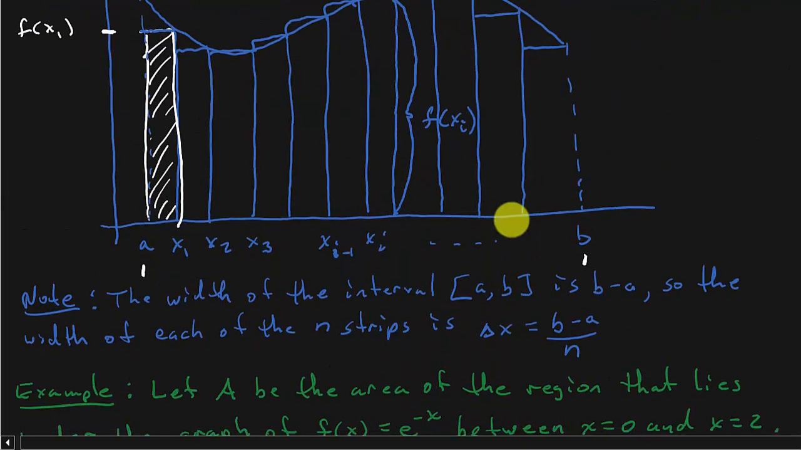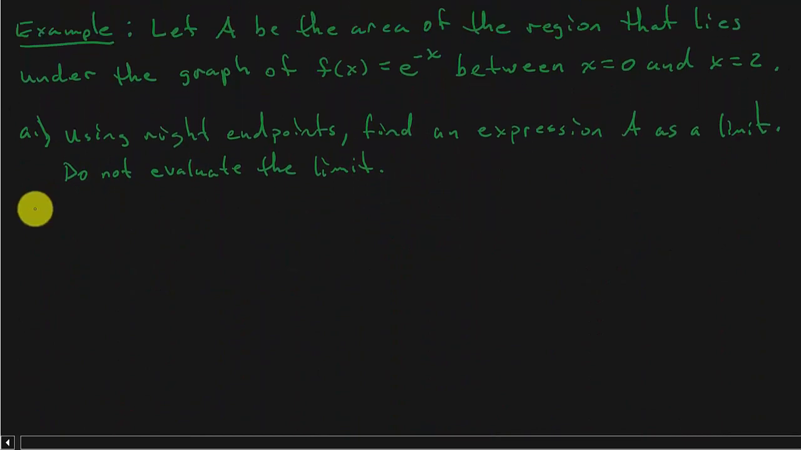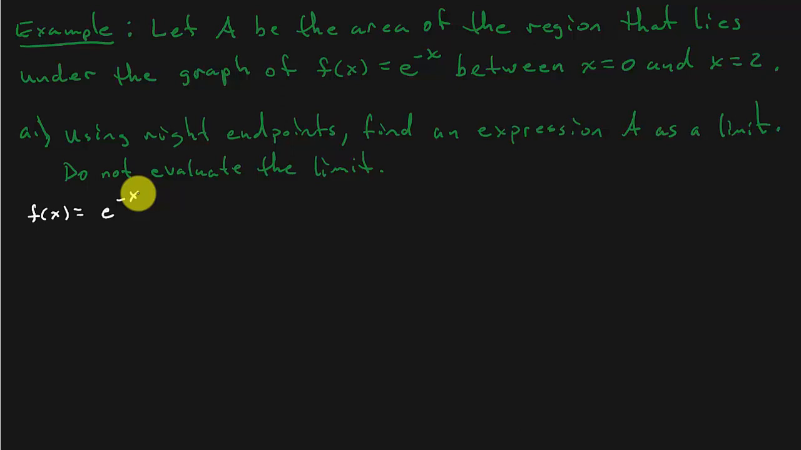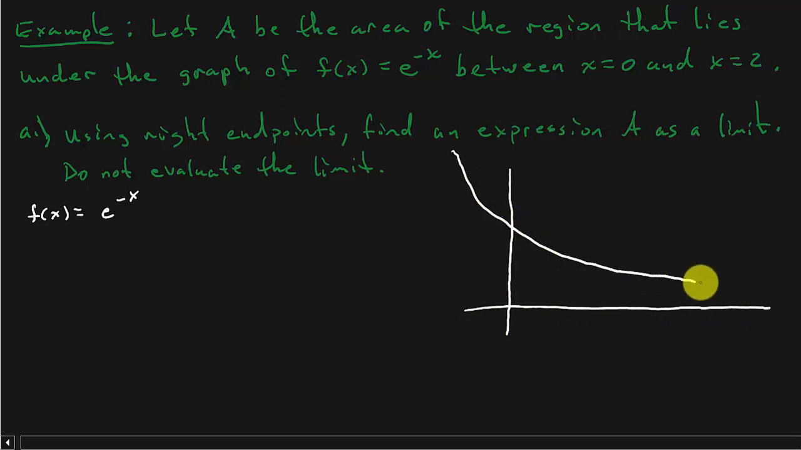All right, so let's see what we can do with this. I've got f of x is equal to e to the negative x. And what I want to do is just sketch e to the negative x. So if we graph this thing, it's going to look something like this. That's what the graph looks like. And we're busting this thing up into n rectangles.